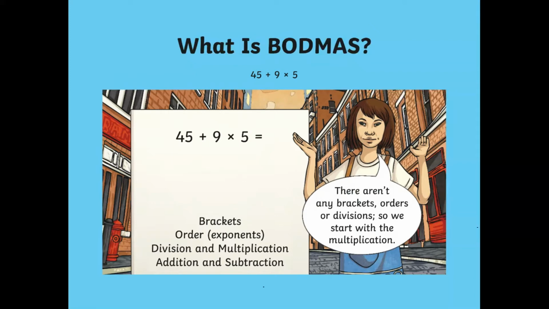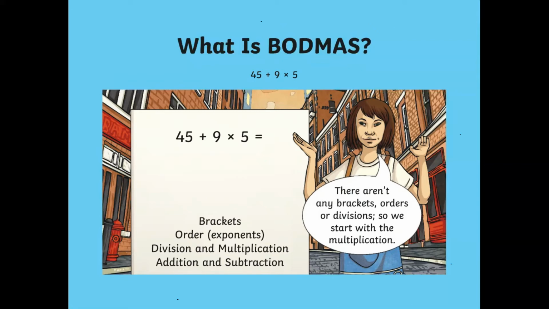So we're moving down in the list of letters. We're starting with the B for brackets, and we see that there's no brackets in this calculation, so we can move on to O. There's no order, so we move on to D, which is division. There's no division, so we can move on to M, which is multiplication. So we know that we have to start solving this equation by doing the multiplication. That is what the rule tells us.